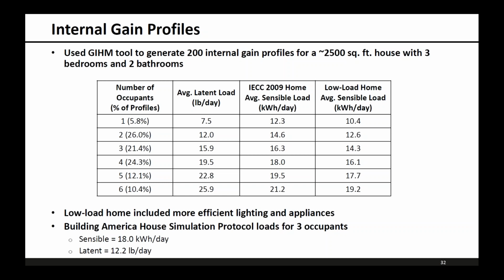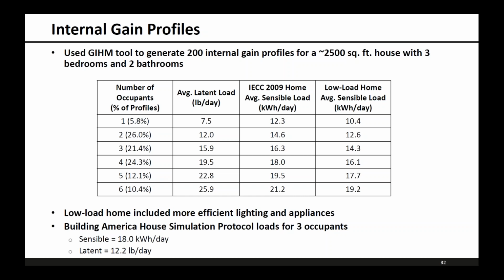And then the sensible loads are in the last two columns for the IECC and low load homes. The only difference in the sensible loads between the two house efficiencies is that the low load home included more efficient lighting and appliances. So they had identical latent load profiles, and the sensible load profiles just had the lighting and appliance sensible load reduced.